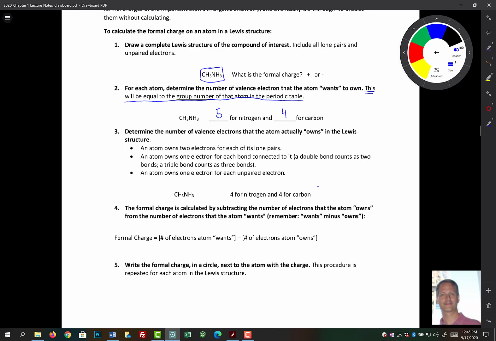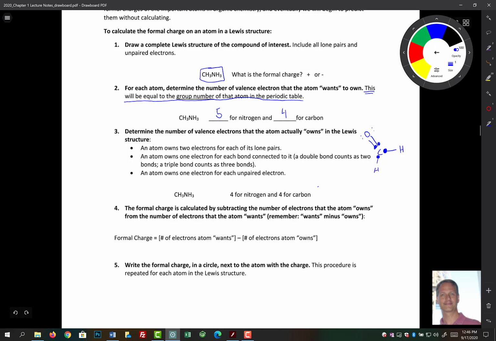Step 3. Determine the number of valence electrons that the atom actually owns in the Lewis structure. I like to think of it this way. For every single bond, every line that's drawn, if we draw a line between a carbon and an H, carbon is bringing 1 electron to the table for each one of these lines. If there's a double bond to some other atom, then carbon would bring 1, 2 to the table. Have another atom over here with an H, and it would bring another one. So that would bring 4. If we have lone pairs, we count them both, and if we have single electrons, we count 1 for that.